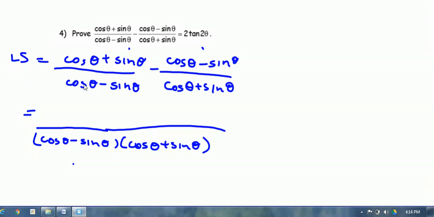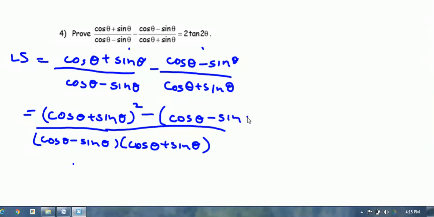So then, when I multiply this by cos theta plus sine theta, what I end up with on the top is just cos theta plus sine theta all squared. I end up with two of them, right, being multiplied. And then ditto for this one. So I'm just going to, again, put that in brackets, cos theta minus sine theta squared.